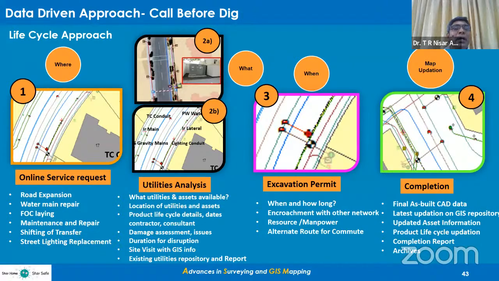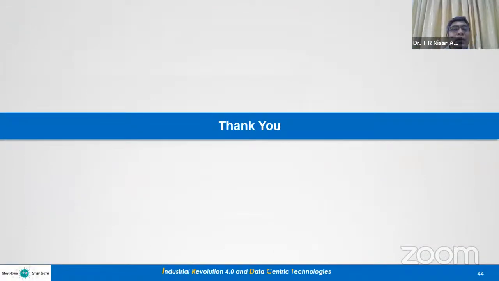So this is the complete life cycle approach for a project where, in call before dig, the contractor, before calling, can see all the utilities. He can see the location of utilities, what type of utilities, and when they have to be repaired, and what the duration is. And once the repair has been done and the work has been completed, he has to submit the final as-built drawing. So these are the two important, very simple use cases adopting geospatial technology, once the data from the survey and mapping is available. So that's it for now.